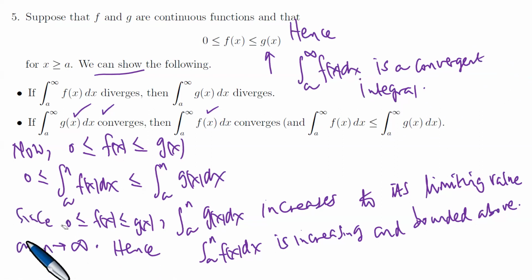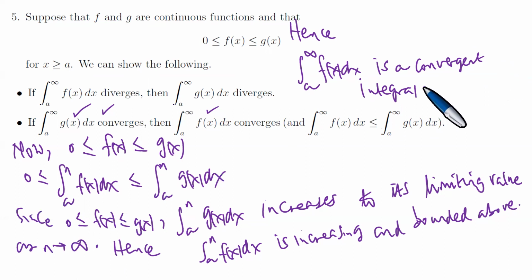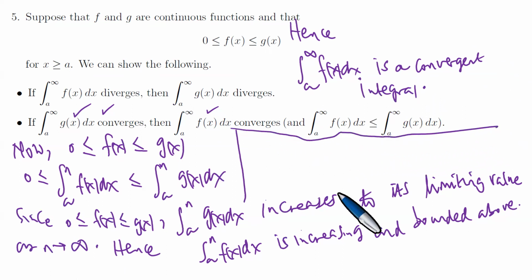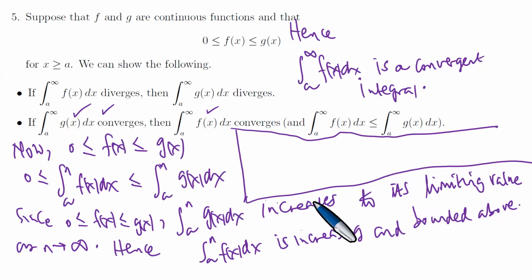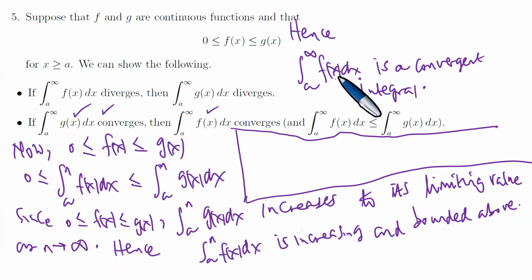It's a convergent integral. So we've proven, therefore, that this is a convergent integral. But we are also stating a very important fact. What is the important fact? If this one is convergent, the integral of f is convergent, but also the function f is below the function g.